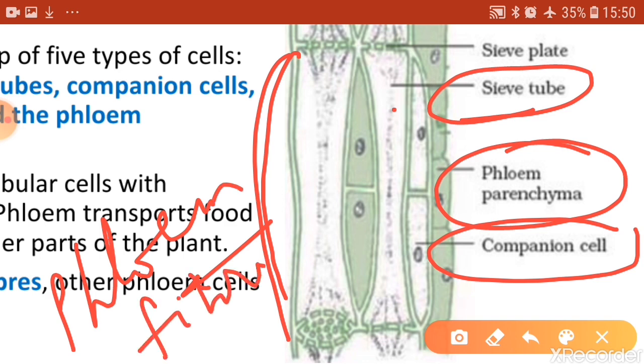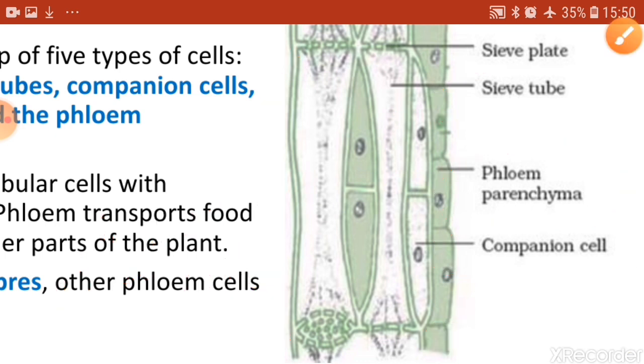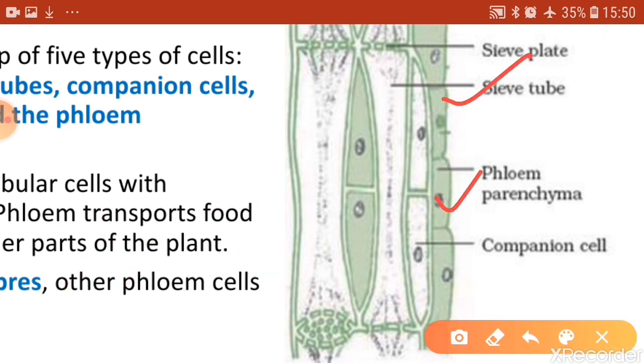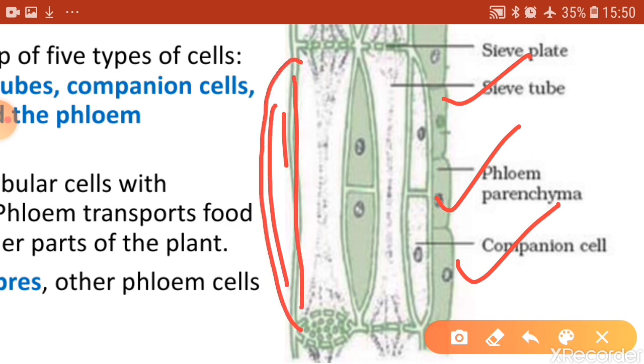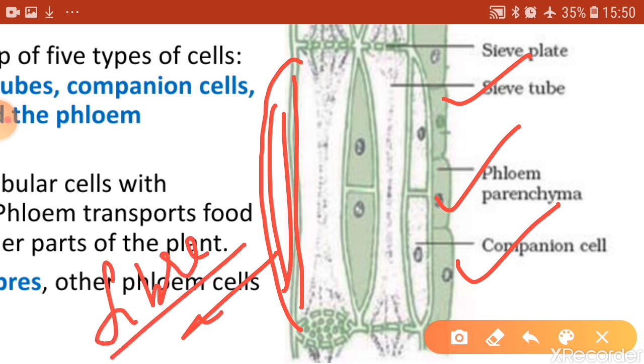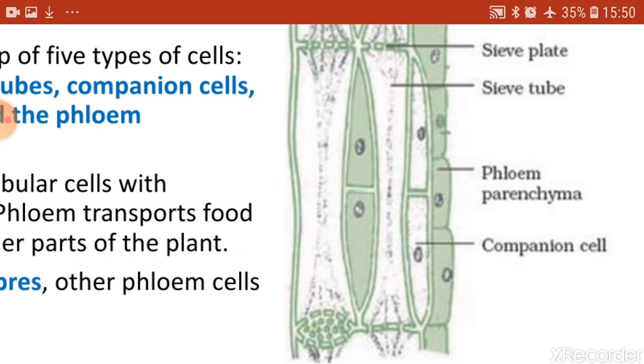Of these four elements of phloem, the sieve tubes, phloem parenchyma and companion cells are living elements, and the only dead element of phloem is phloem fiber. It's not drawn over here, but phloem fiber is the only dead element of phloem. Now, of these four elements, the function of sieve tube is to translocate food.